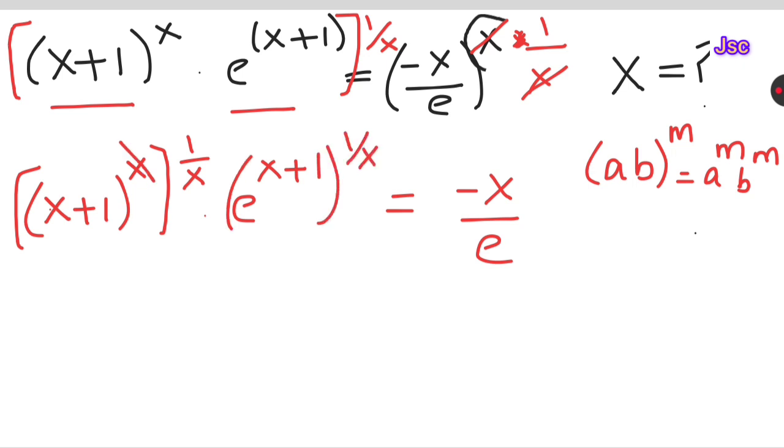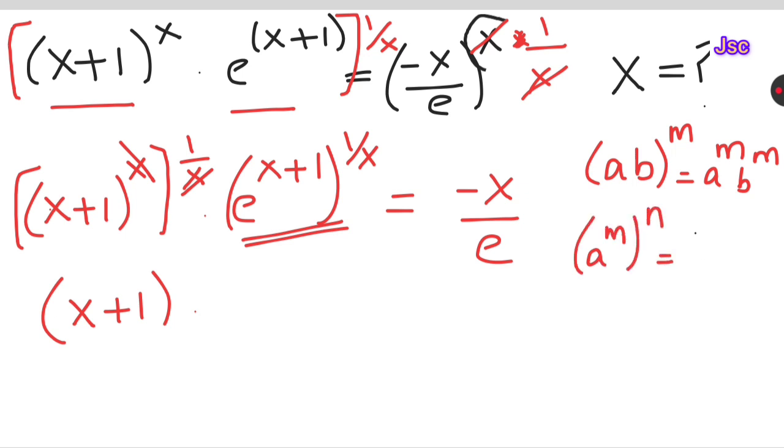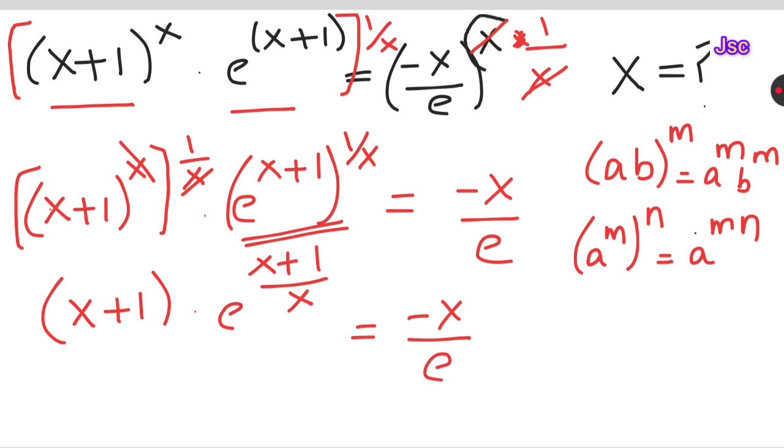Now the x and the x get cancelled, so we are left with only x+1. This term is in the form of (a^m)^n, so we can write this as a^(m times n). Similarly, e raised to the power of (x+1) times 1 over x, we can write as (x+1)/x, that is equal to -x/e.